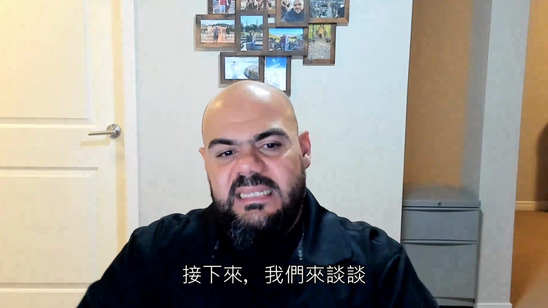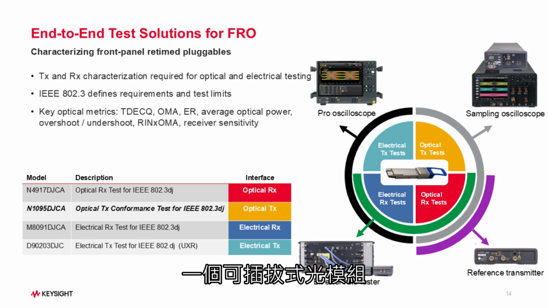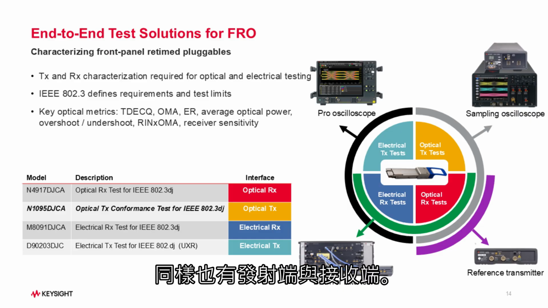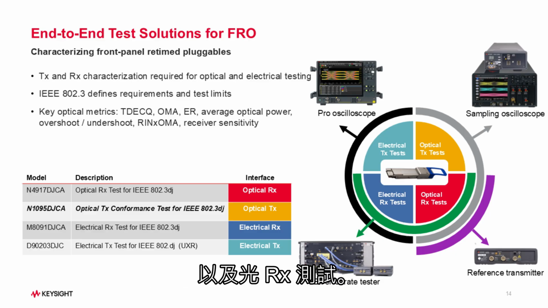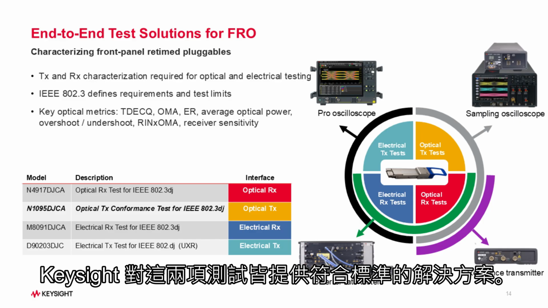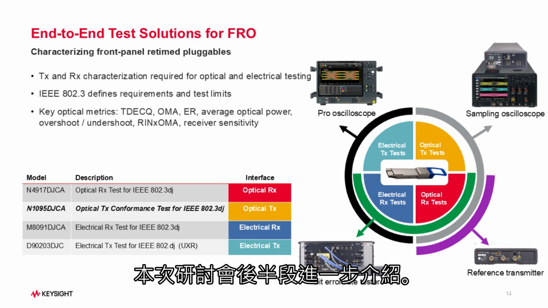Next, let's talk about testing a classical retime transceiver. So a pluggable module has 4 interfaces that need to be validated. On the optical side, we have a transmitter and a receiver, and on the electrical side, we also have a transmitter and a receiver, and each one of those 4 interfaces needs to be evaluated separately. In this webinar, we're going to be focusing on the optical side, so we're going to focus on the optical TX test and the optical RX test, and Keysight does have compliance solutions for both. We're going to talk about that towards the end of this webinar.